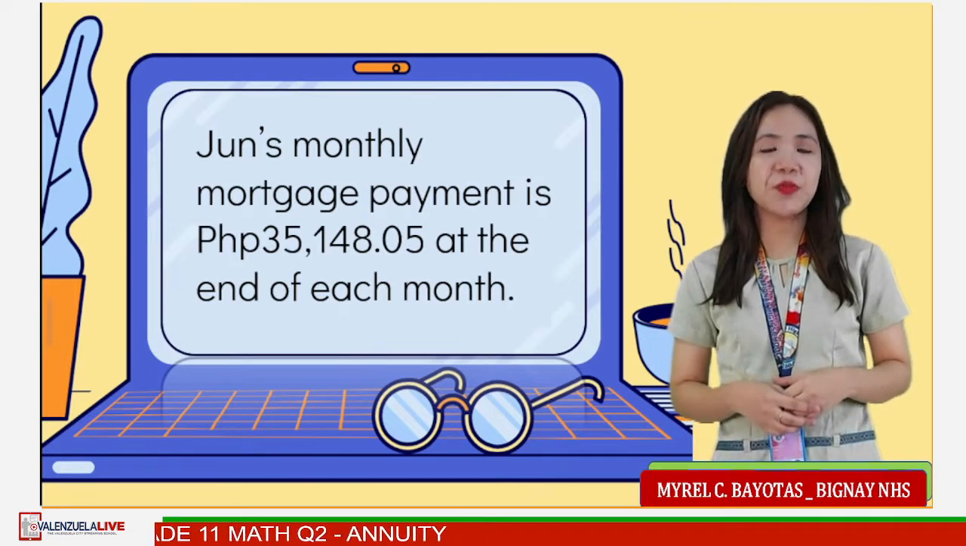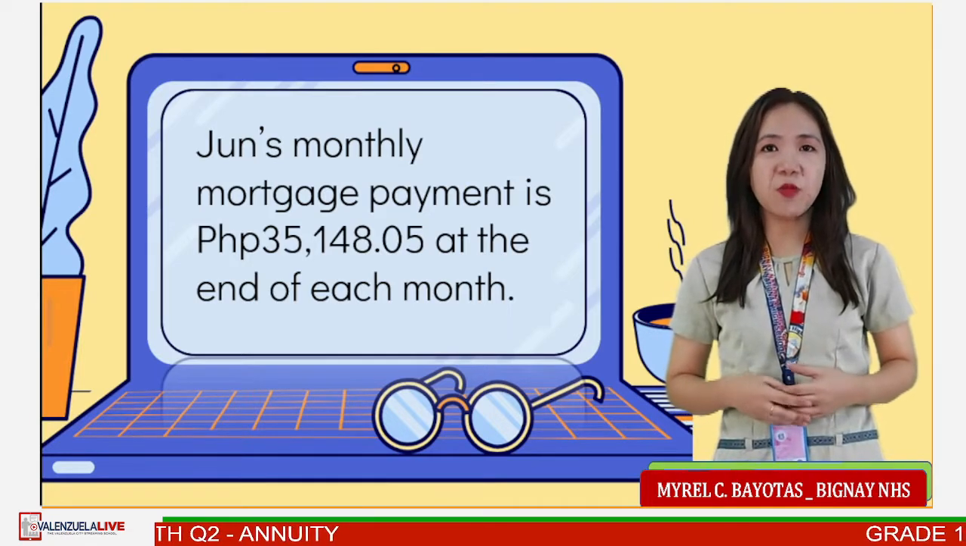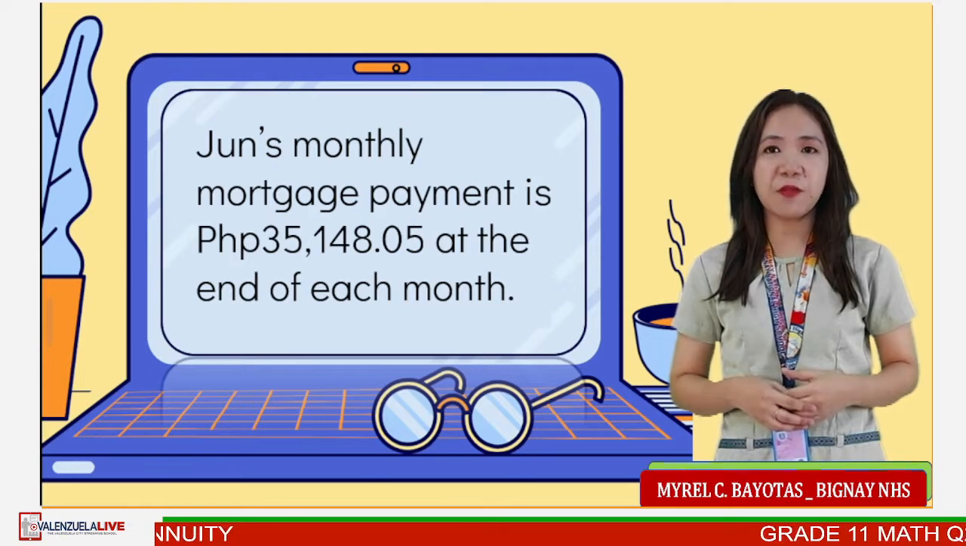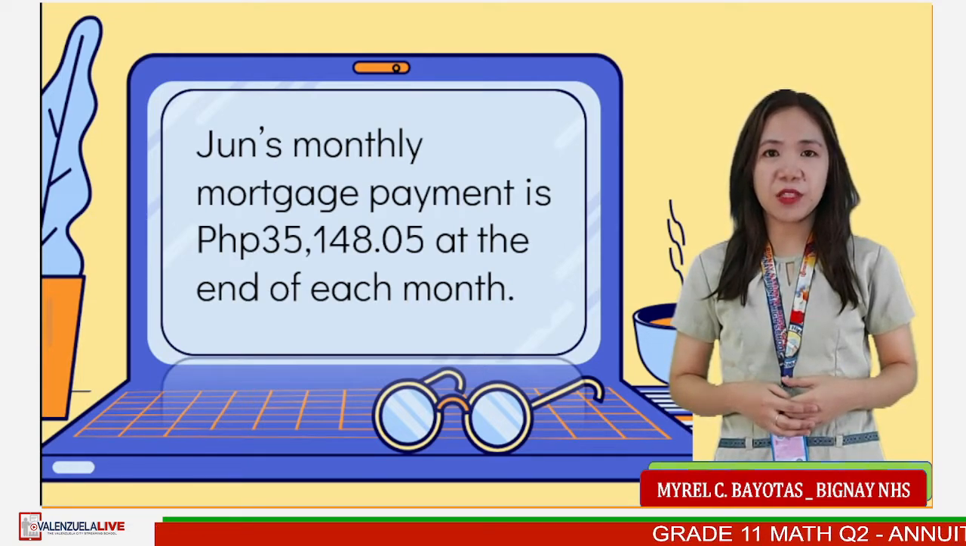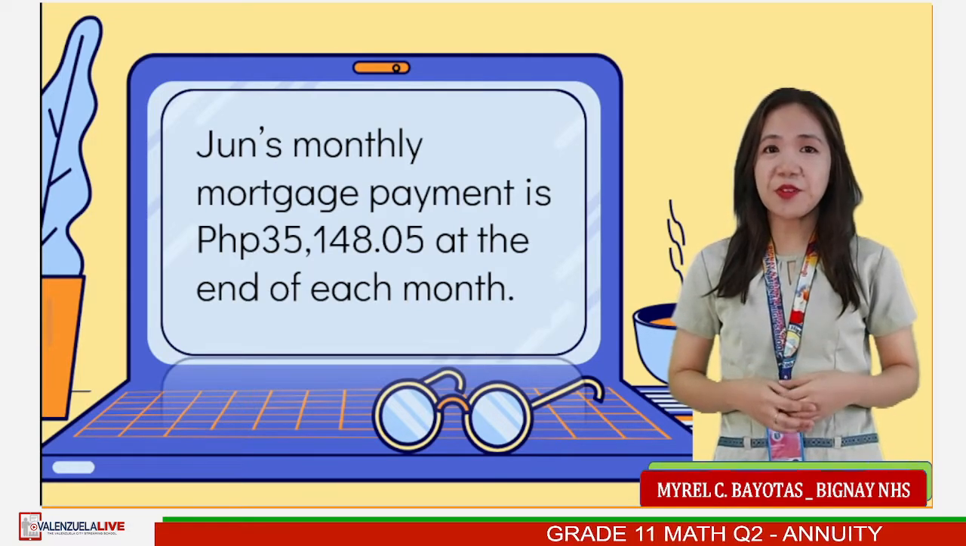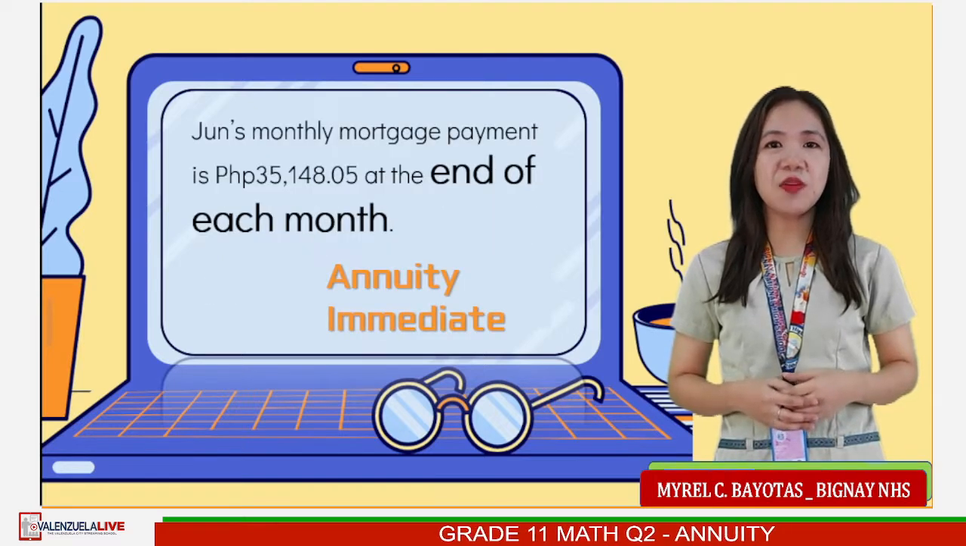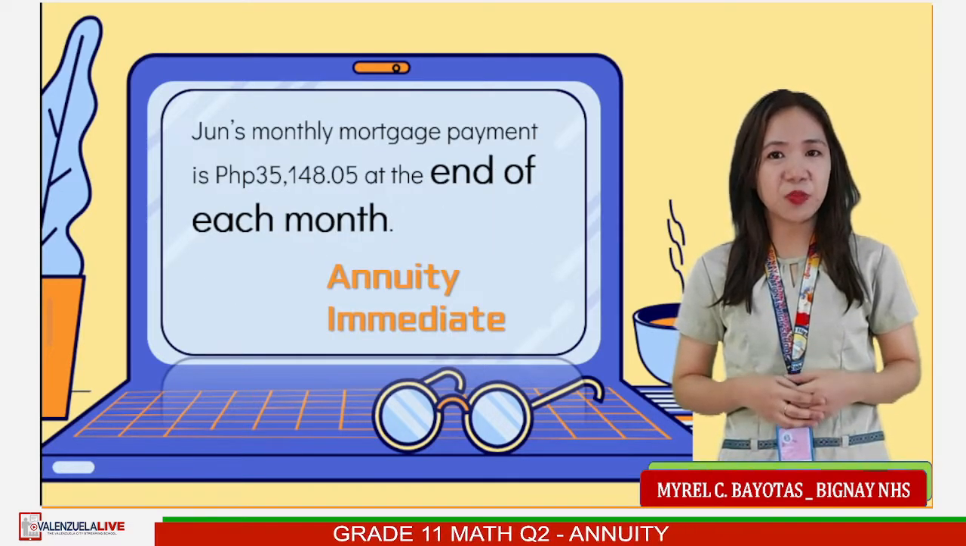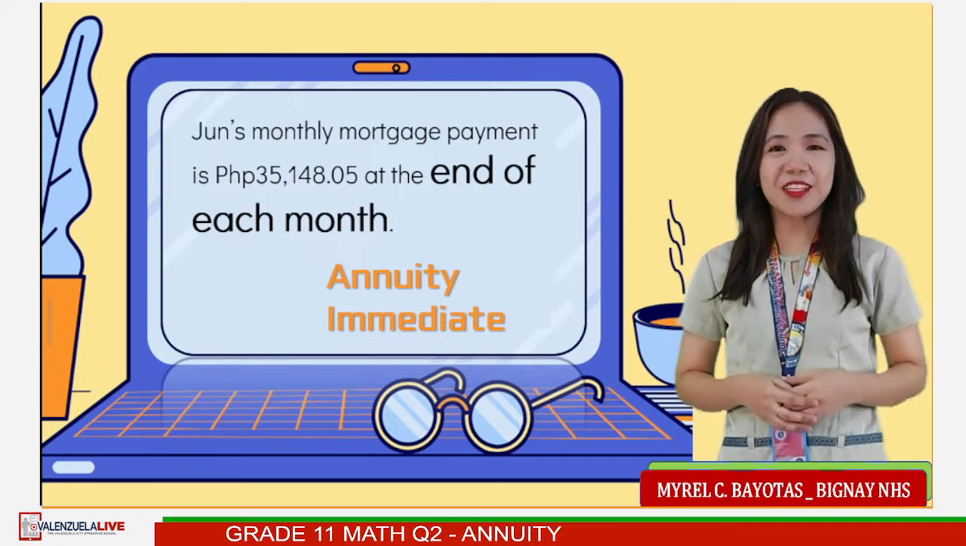June's monthly mortgage payment is 35,148.05 pesos at the end of each month. The correct answer is annuity immediate, since he makes his payment at the end of each month. Let's try the next one.